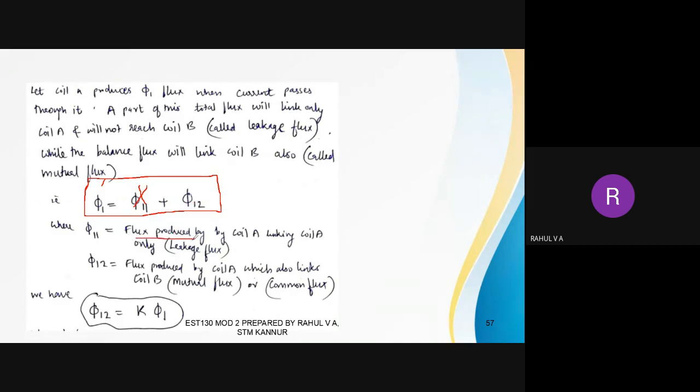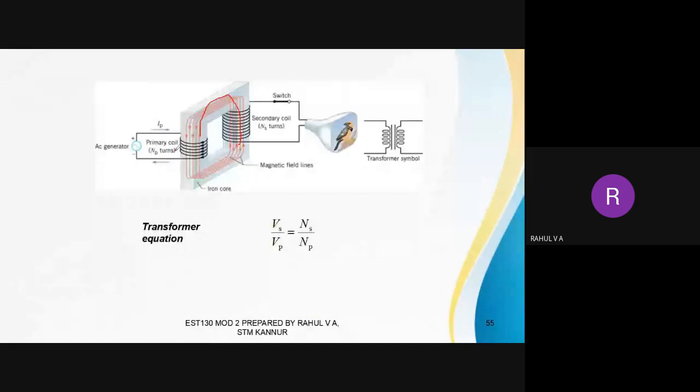Phi11 means flux produced by the coil A linking with coil A only. That means leakage flux. Okay, flux produced by the coil A linking with the coil A only. That means leakage flux. But in the case of a transformer, we should avoid this leakage flux in order to get maximum efficiency. And phi12 means flux produced by coil A which links coil B. Okay, നമുക്ക് അതാണ് വേണ്ടത് അല്ലേ? ഇവിടുന്ന് സ്റ്റാർട്ട് ചെയ്യുന്ന എല്ലാ ഫ്ലക്സും നമുക്ക് കോയിൽ ബി ആയിട്ട് ലിങ്ക് ചെയ്യണം.